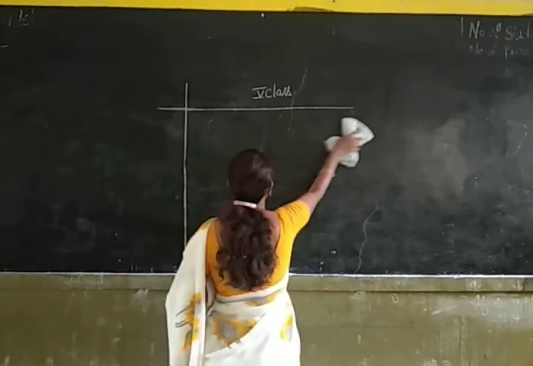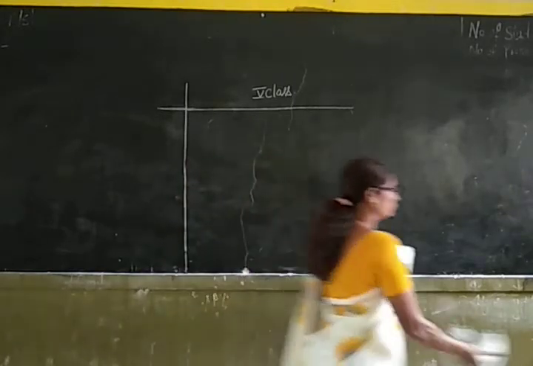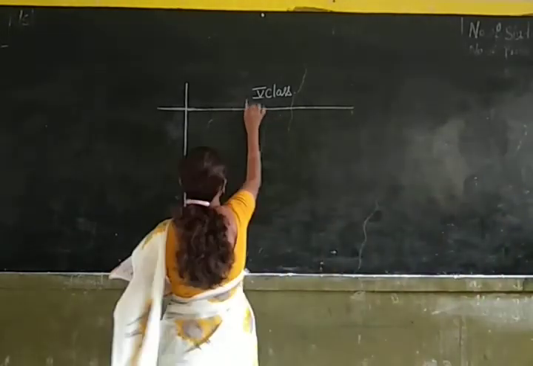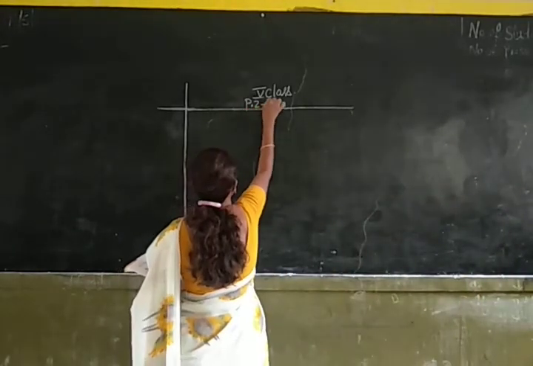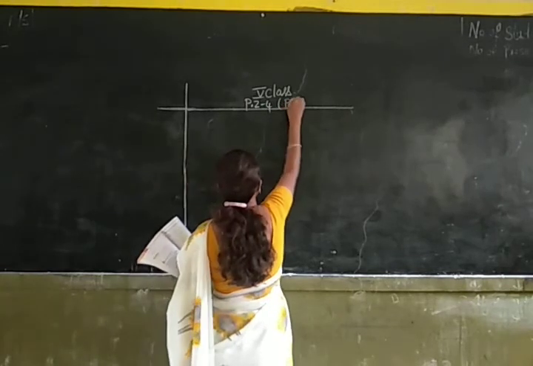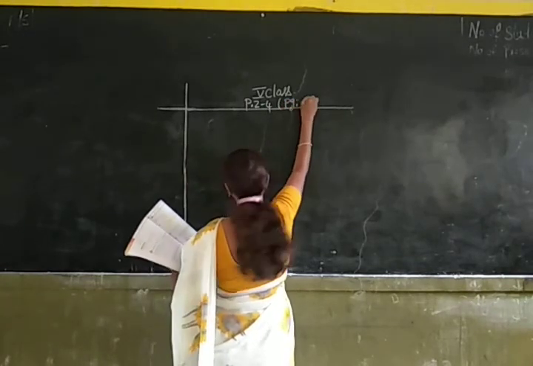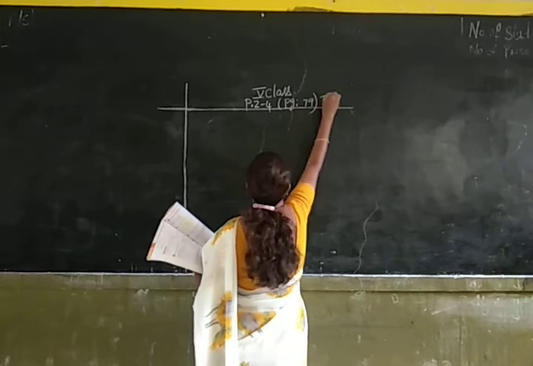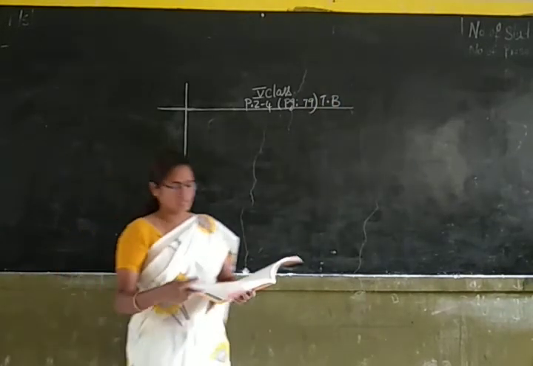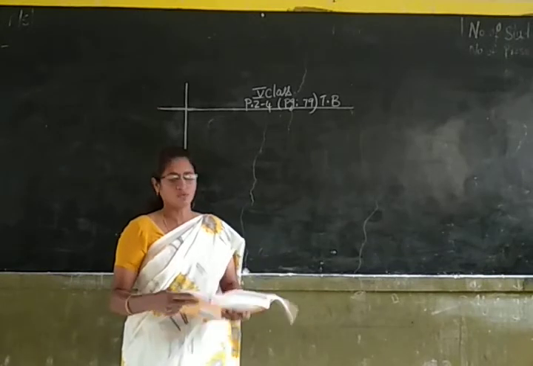Okay children? Now let us do practice zone 4 in page number 79, textbook. So what is the question?